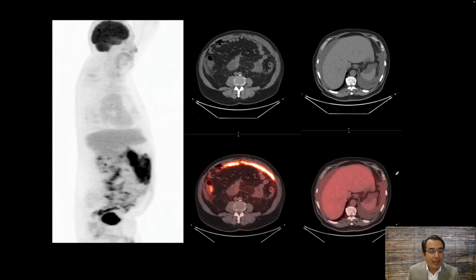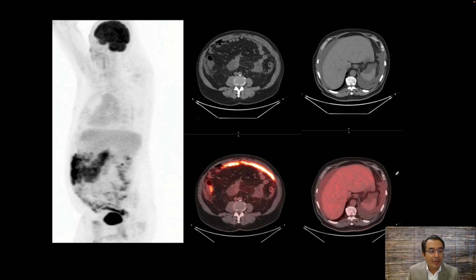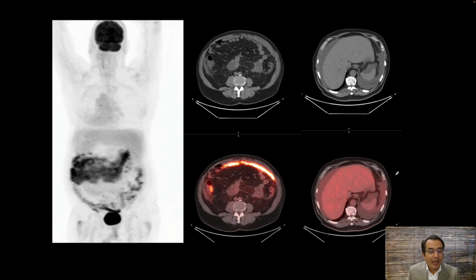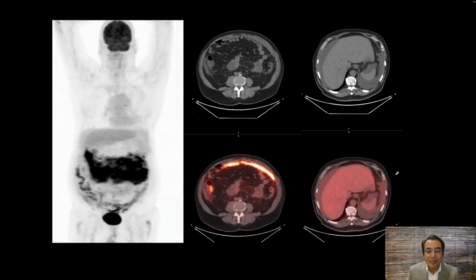And here's the rotating image showing a large irregular focus of intense uptake in the anterior aspect of the abdomen. Now, this focus, seen right here on the fused axial image, corresponds to abnormal soft tissue seen just below or posterior to the abdominal wall musculature in the omentum. So the CT imaging shows omental caking and the PET image shows hypermetabolism. So this patient has peritoneal carcinomatosis.